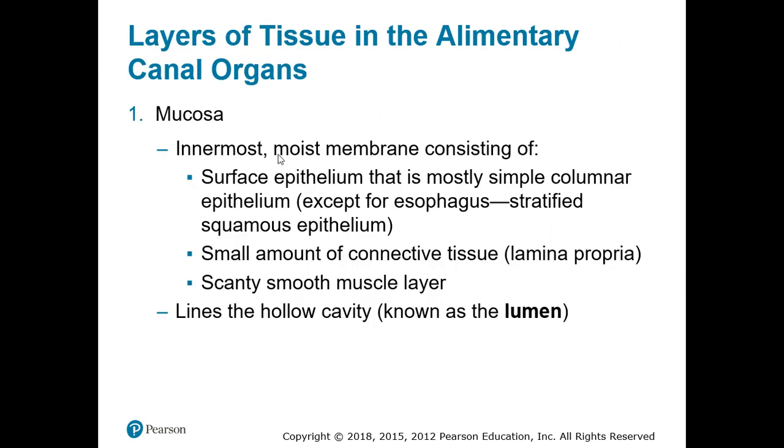So if we talk about the layers, the first layer is your mucosa layer, your innermost. It is a moist membrane that's mostly made up of surface epithelium of columnar cells, but in the esophagus you will find stratified squamous. The reason you find a lot of stratified squamous in your esophagus is that this is where you have high friction from food being swallowed down. There are small amounts of connective tissue and very little smooth muscle tissue. Again, the whole function of these is to line your hollow cavity.